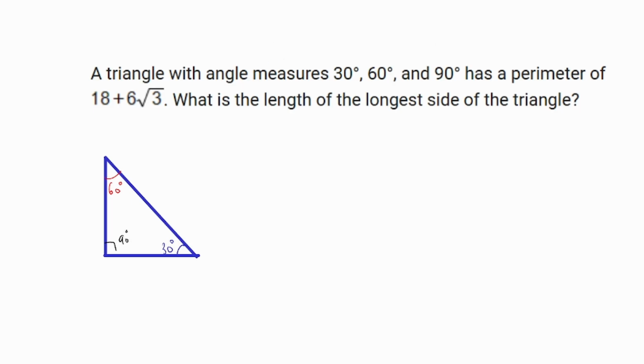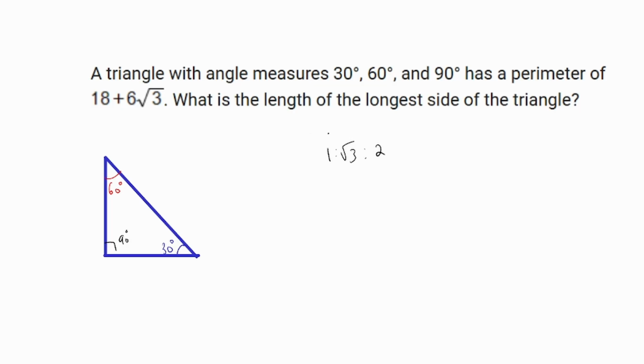So a 30-60-90 triangle to us is a special triangle, and we have to know the ratio of this special triangle, right? The ratio in this case is going to be 1 to root 3 to 2. Now, let's plug this into our triangle to see how it would look.